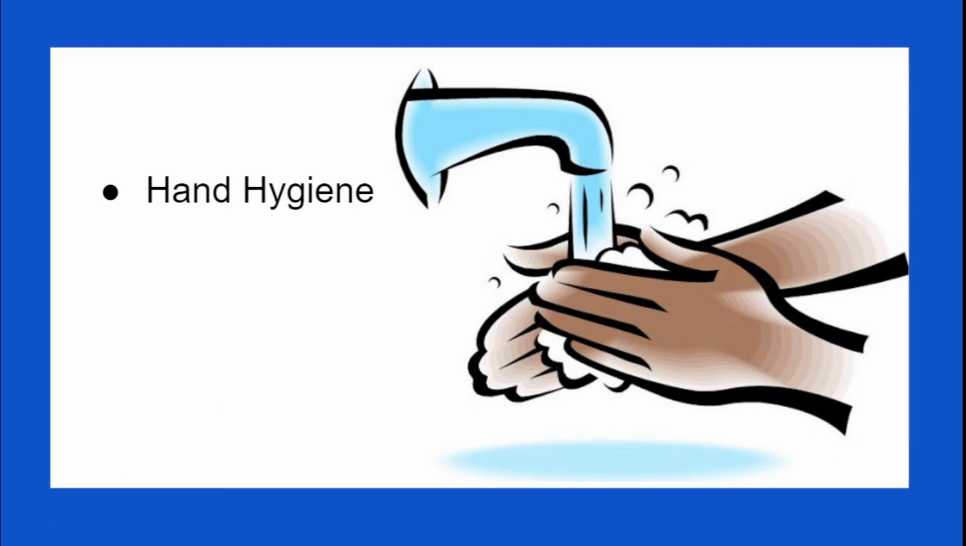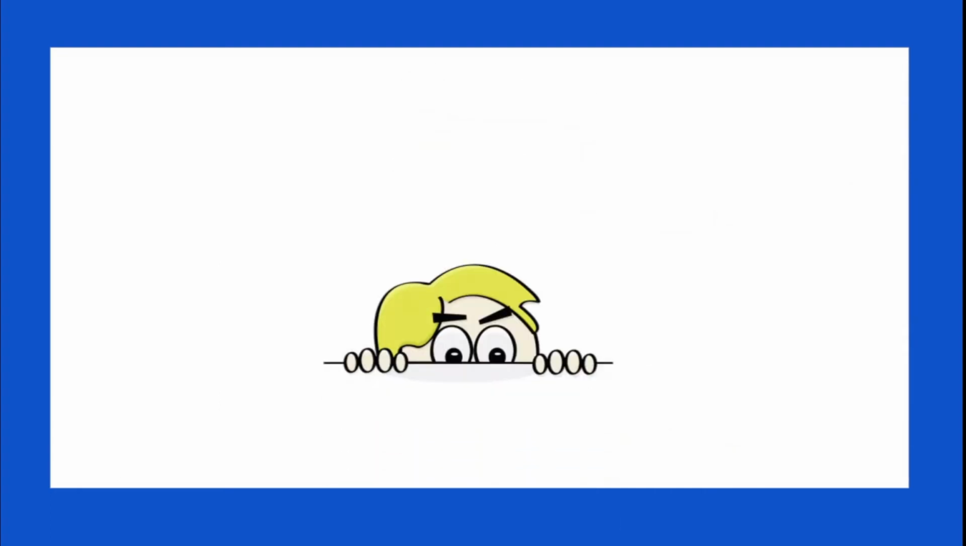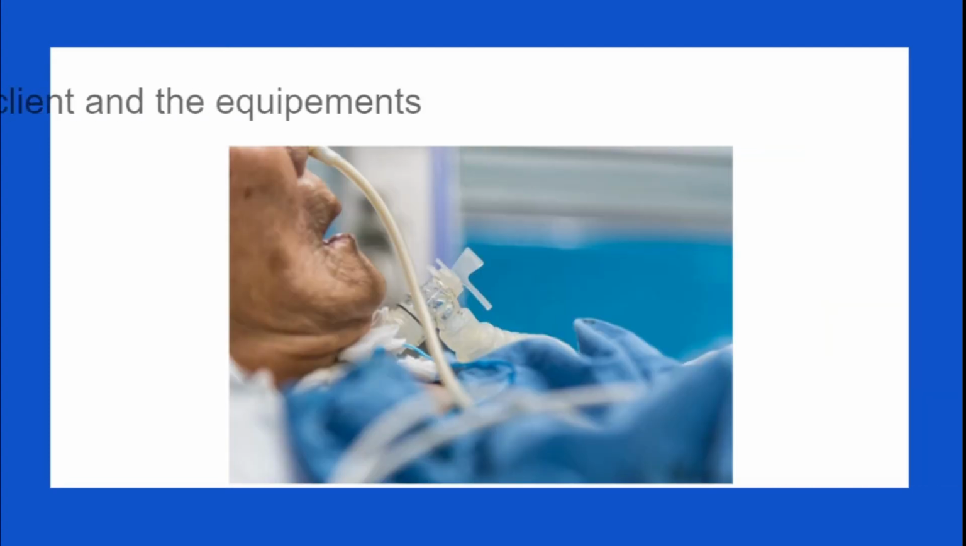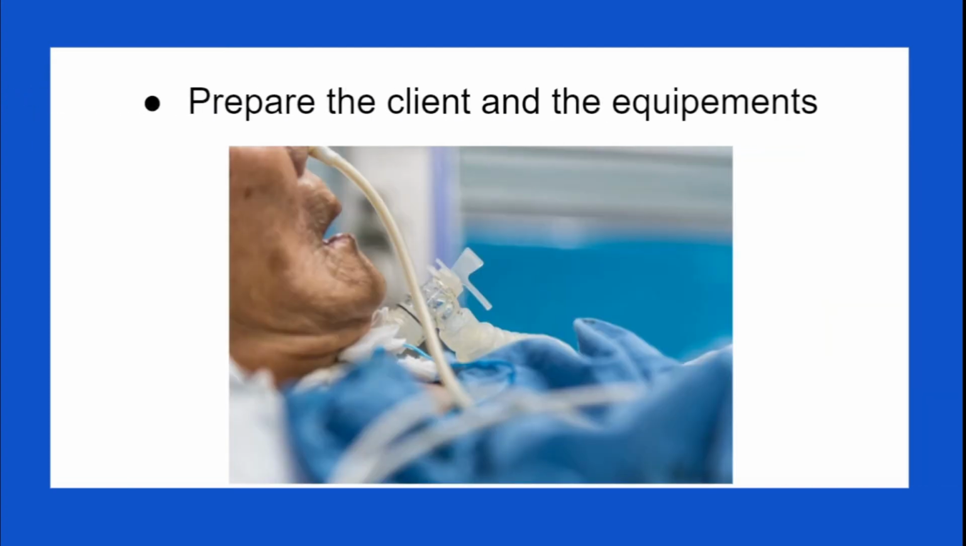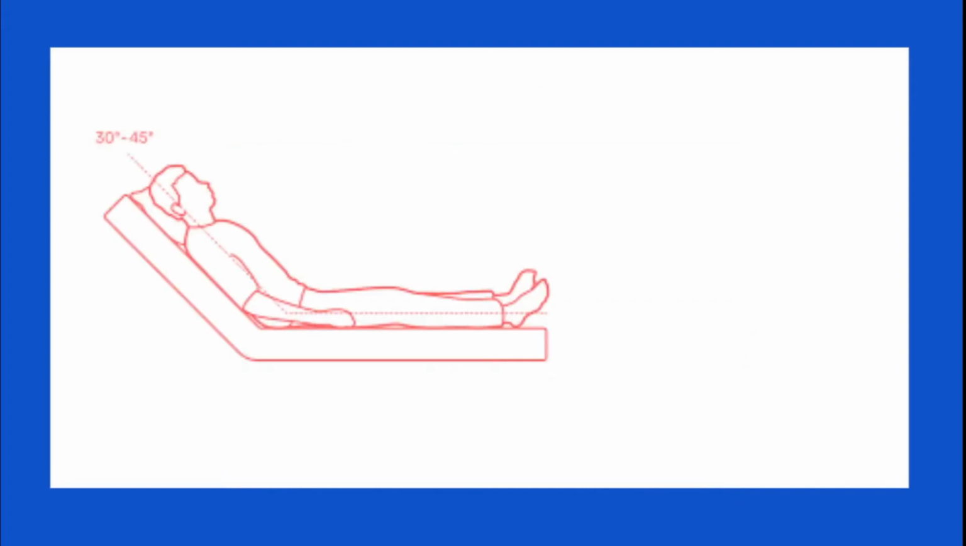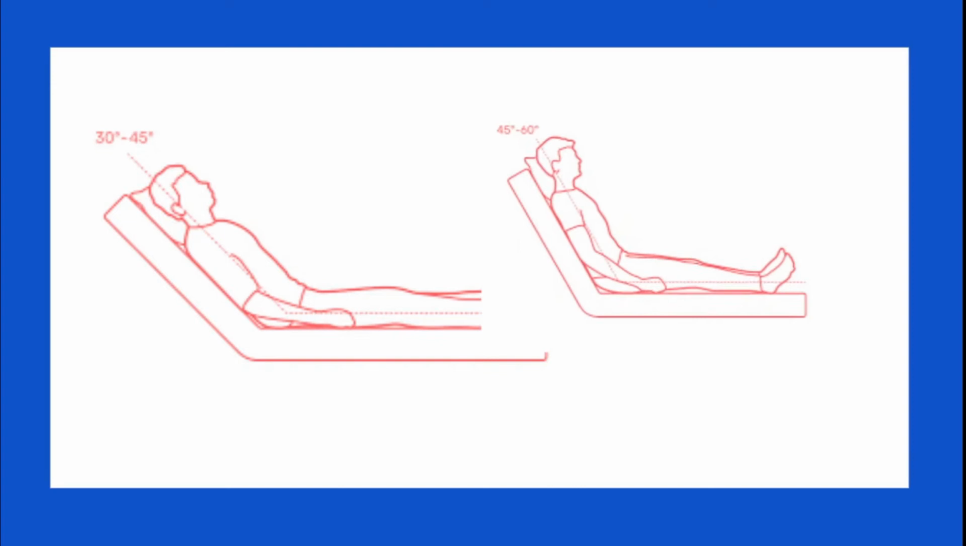Then you have to follow proper hand hygiene. Next, you should provide client privacy. Next, prepare the client and the equipment. First you need to prepare the environment, the client, the equipment, and then you should carry out the procedure. You have to assess the client's lung expansion, so you should position the client in semi-Fowler's or Fowler's position.